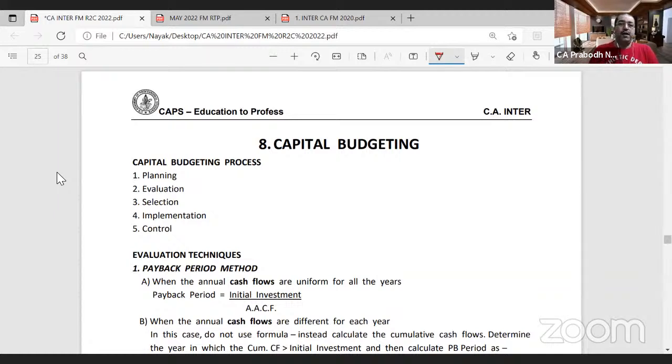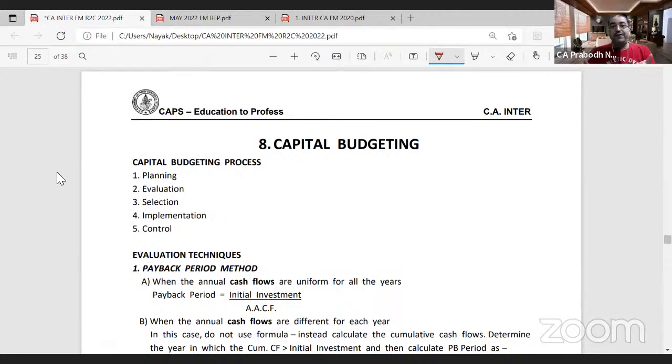What are the things that you require? How long will the project last? Okay, so planning of all this. Then you decide, okay, you will invest in the project. Then evaluation of the project by the different techniques that you are having: payback period, NPV, IRR, so evaluation techniques.